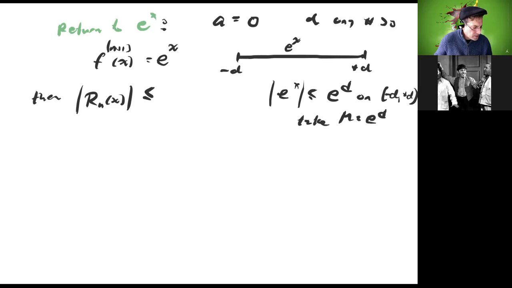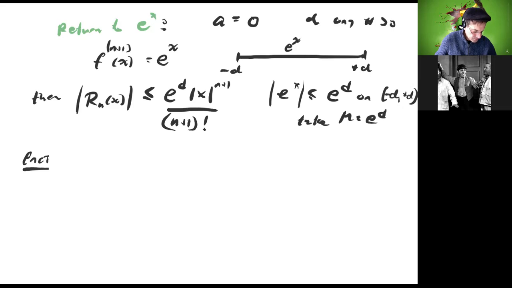So then the application of Taylor's inequality says that the nth remainder is at most e to the d times the absolute value of x minus a to the n plus first power over n plus 1 factorial. Okay, so now I have to analyze what's going on with the right-hand side. Here's a fact: the limit as n goes to infinity of x to the n over n factorial is equal to 0.